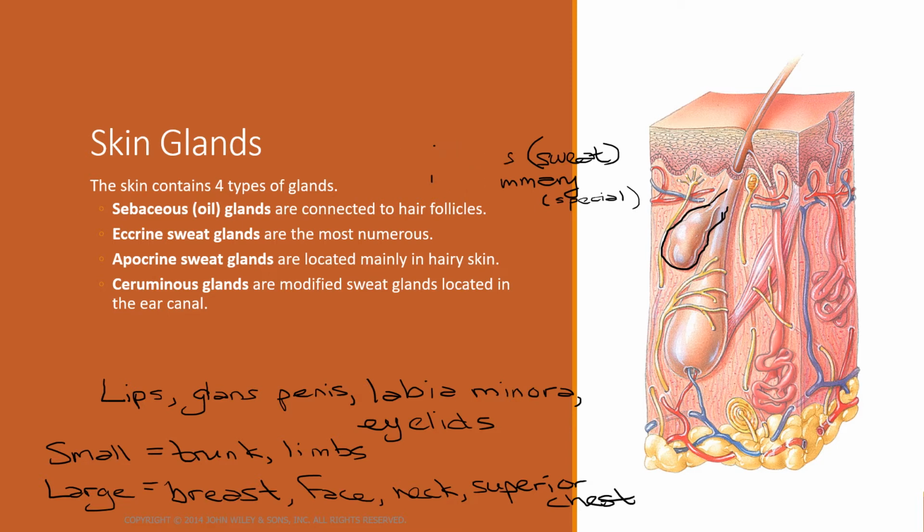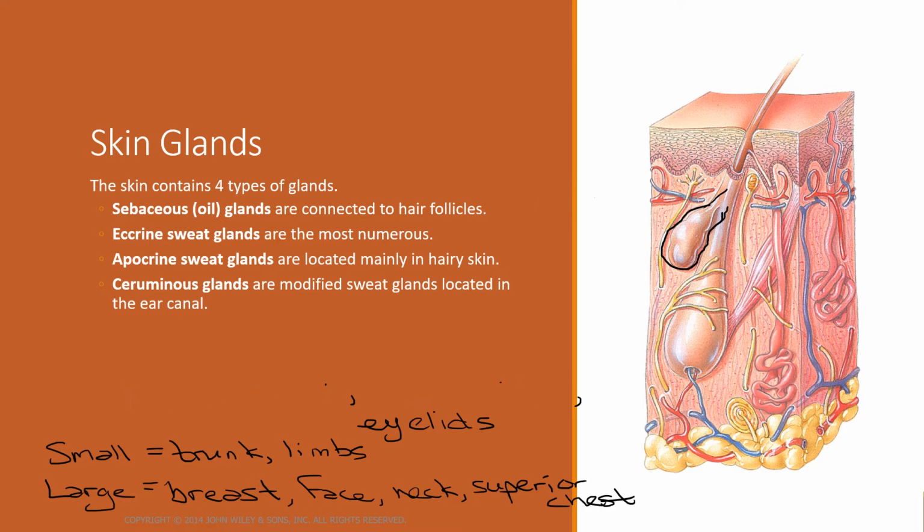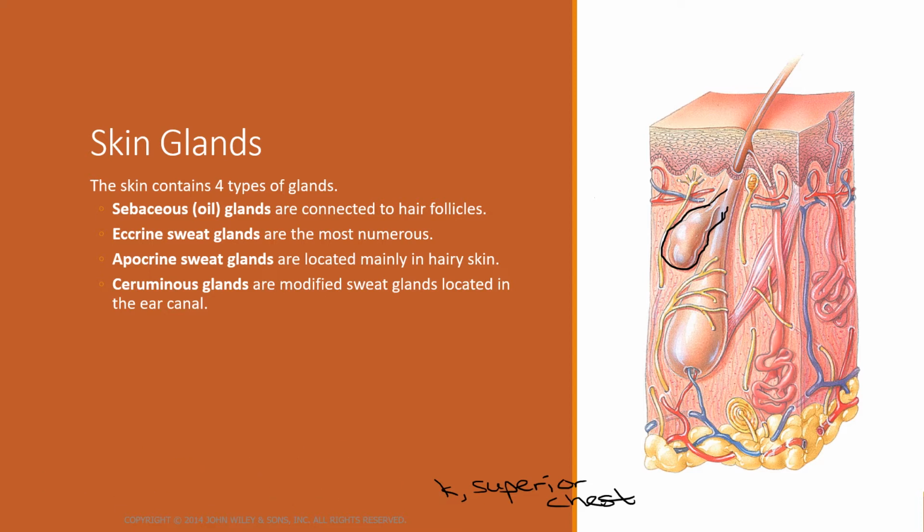Next, we're going to talk about sudoriferous glands. The prefix sudor means sweat, so we know that sudoriferous glands means sweat glands. These are glands that are present in very high quantities. There's about 3 to 4 million in the body, and they release sweat naturally, or perspiration. Perspiration is another word for sweat.